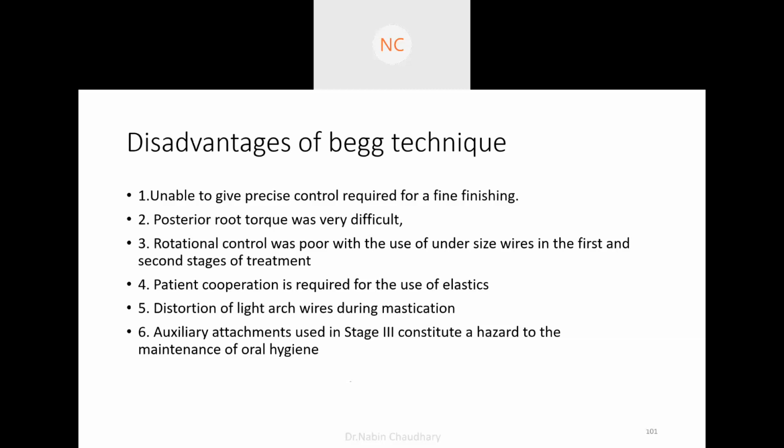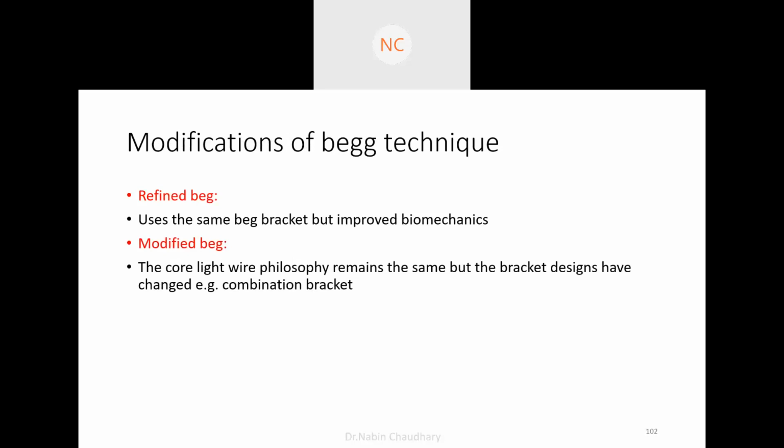In order to remove these disadvantages, different types of the Begg technique have been formulated. The modifications of the Begg technique are the refined Begg and the modified Begg. The refined Begg uses the same Begg bracket, that is the gingivally oriented vertical slot.